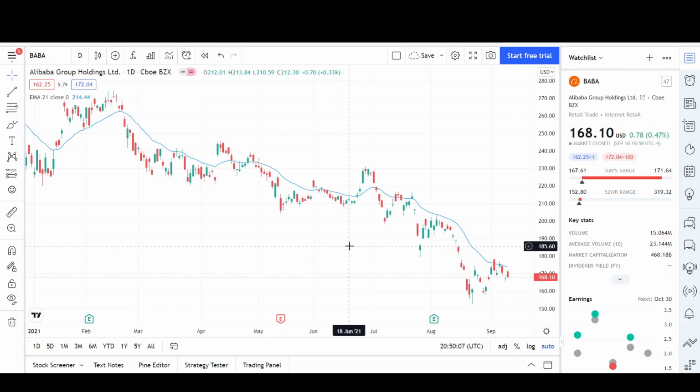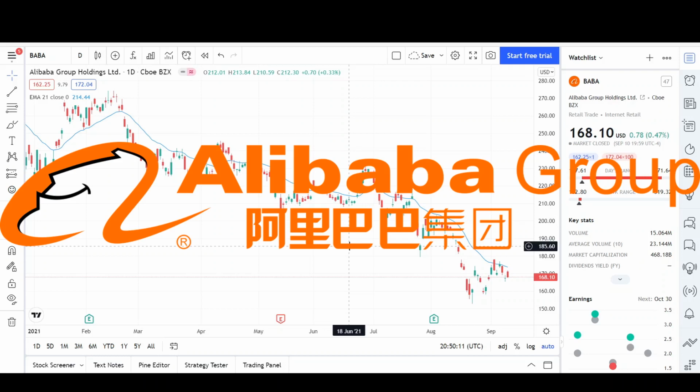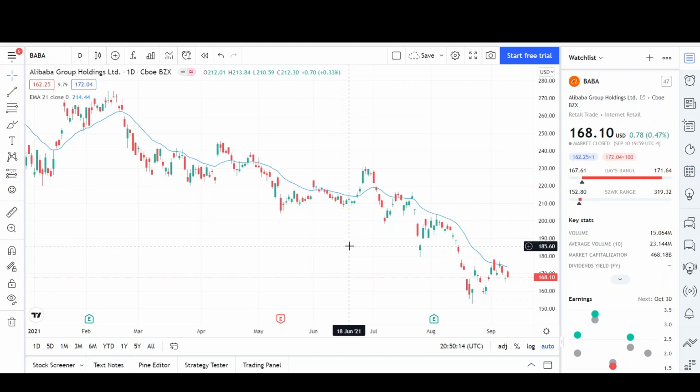What's up, traders? This is Vee Trades, and today I'll be doing a technical analysis breakdown for Alibaba with the ticker symbol BABA. The last time I looked at this company was back on September 5th.